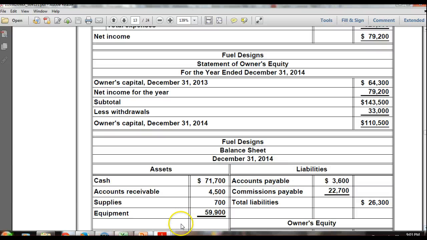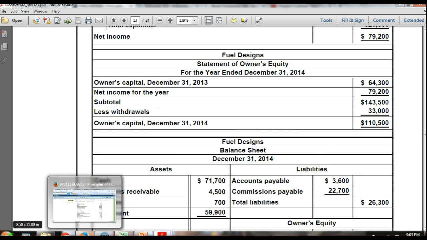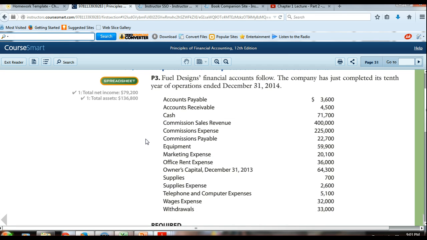So let's move on to the balance sheet, guys. You'll be able to go back in this lecture and just pause it there. Let's first look at assets. Do you know how on a balance sheet we start with assets? What are some assets in here? Cash. Accounts receivable is an asset. Is equipment an asset? Supplies is an asset. I think that's everything, guys.